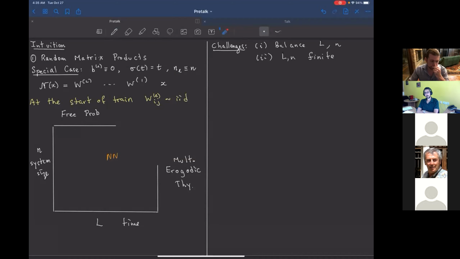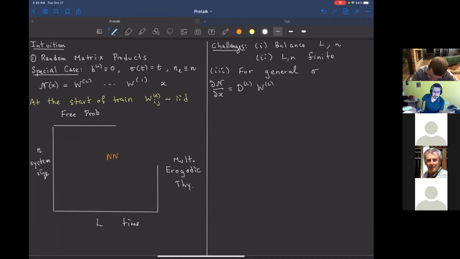Okay. So let me actually indicate one extra thing. I'll say challenge number 3. I will sketch something about that. So for general sigma, you can do the following. You can compute the derivative of the network output with respect to the input. Right? No one can stop you. So this kind of thing is a product of matrices. There are some extra matrices that appear in general, which are the identity otherwise. These D_L matrices are just diagonal matrices whose diagonal entries are sigma prime evaluated at the values of the network after L layers.